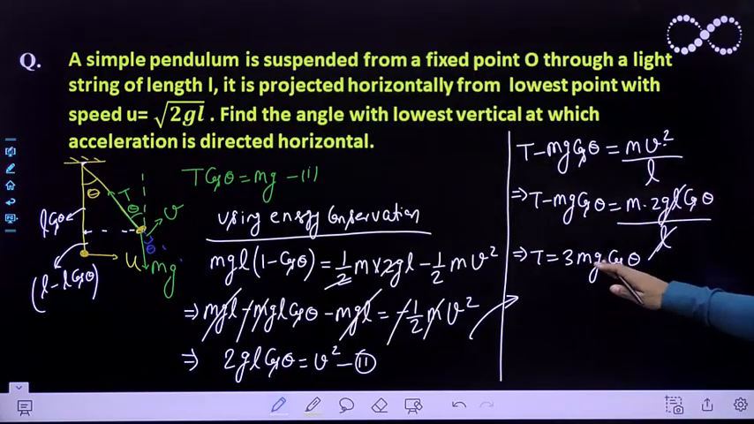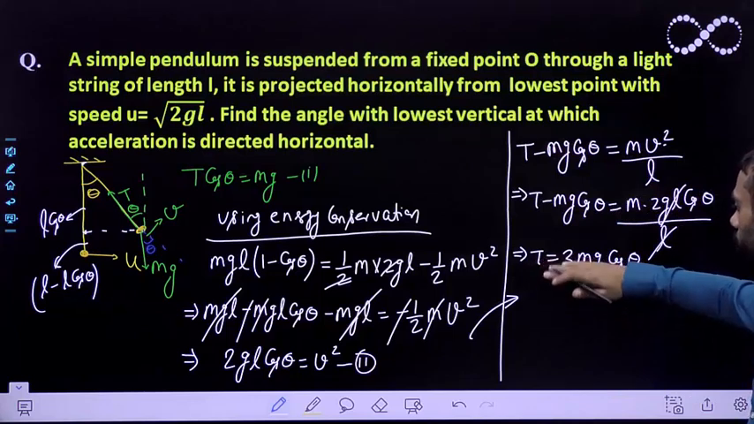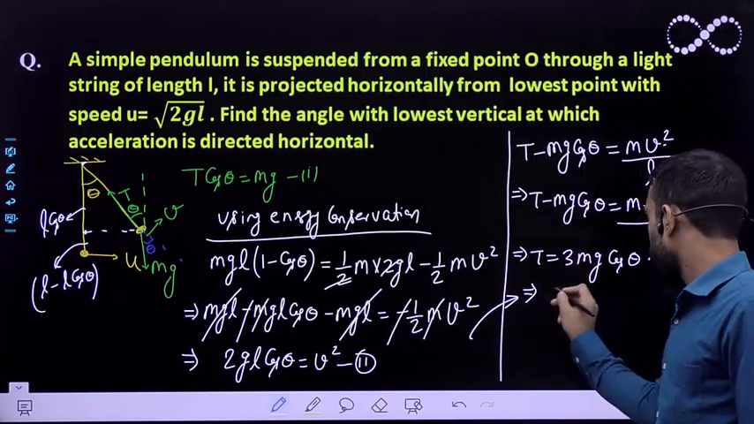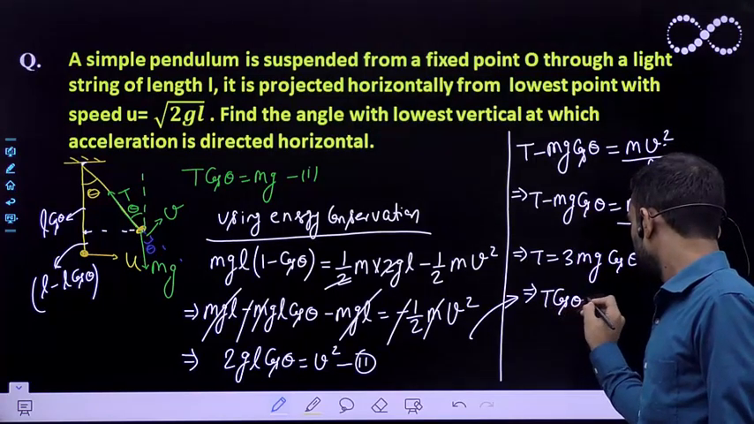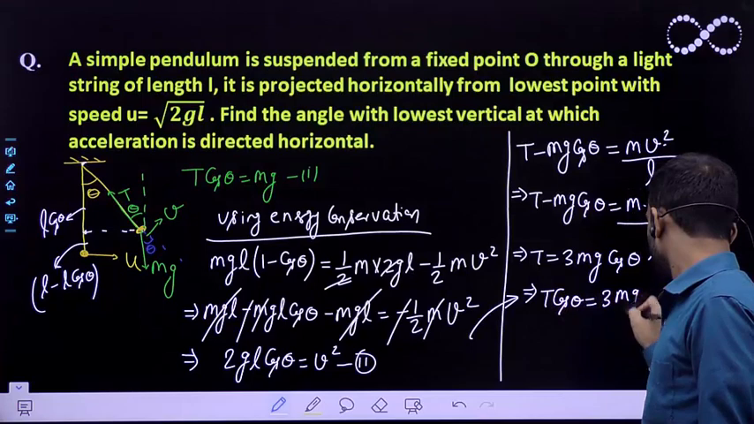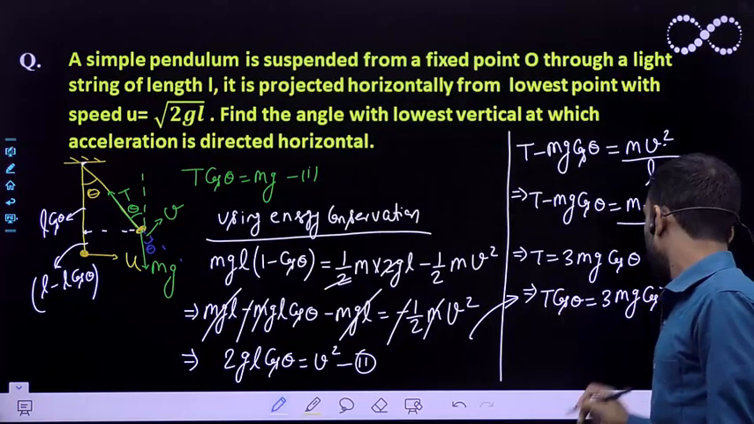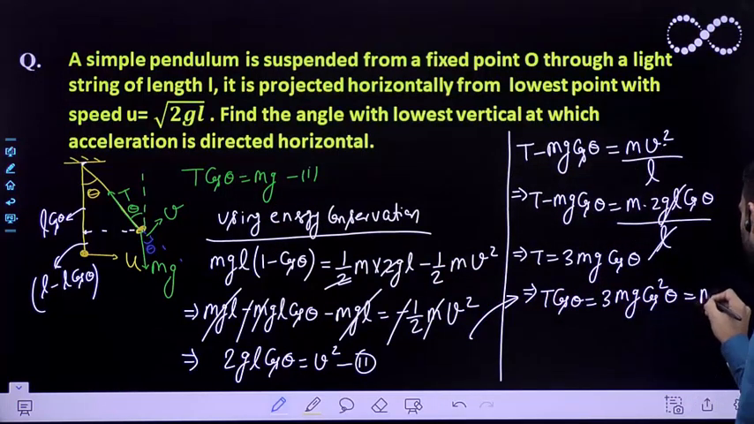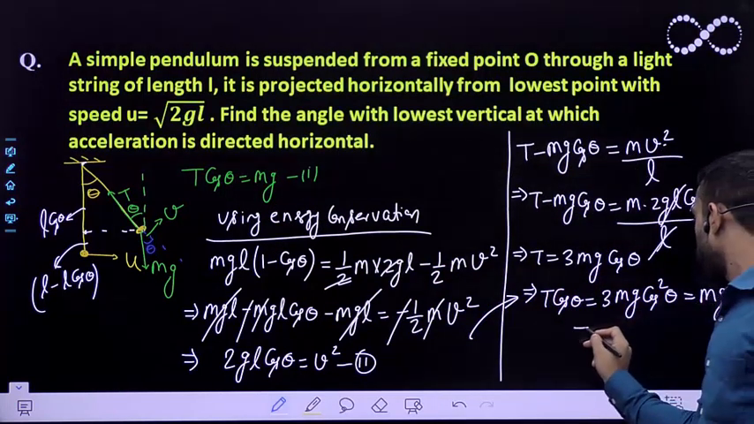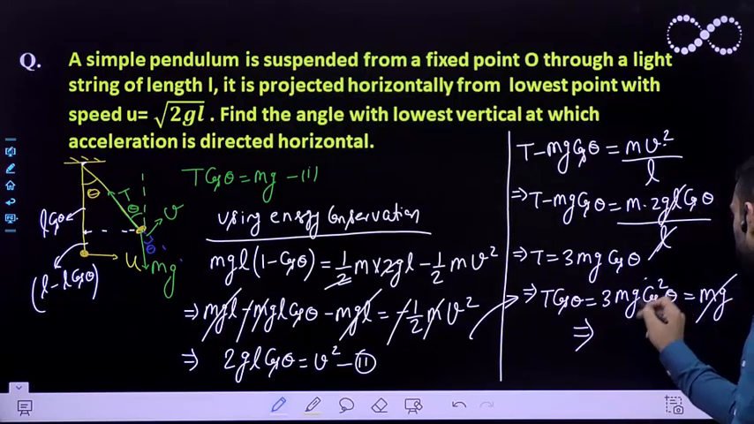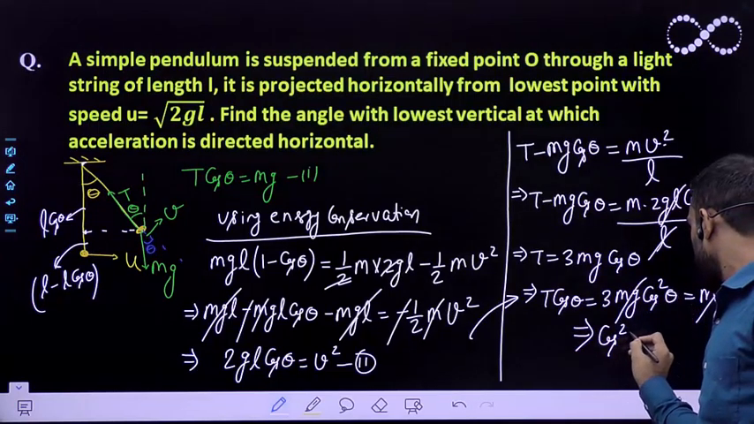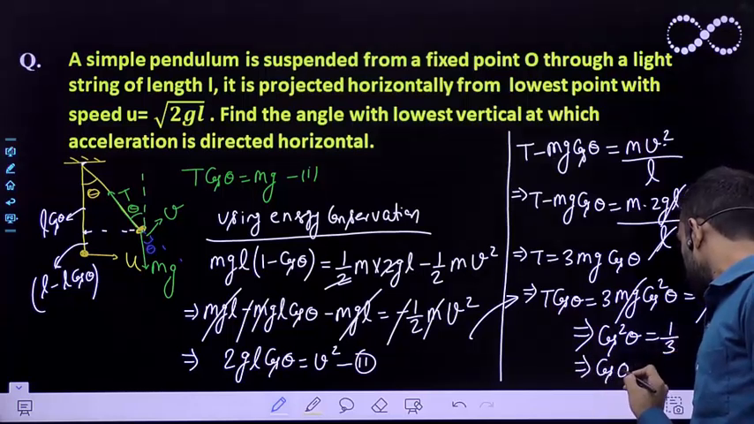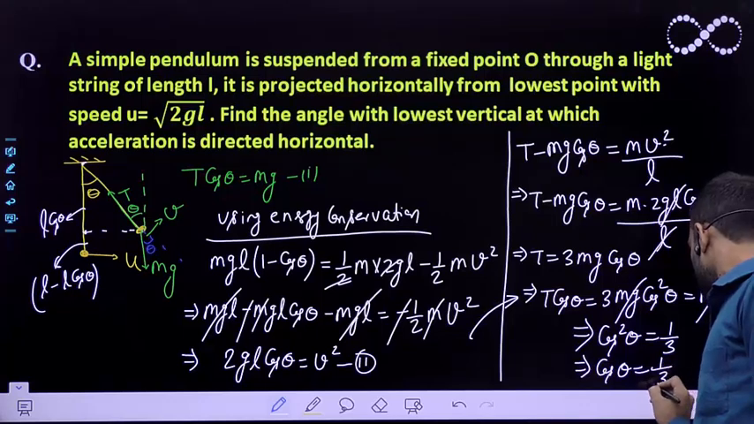Now I can multiply this equation on both the left and right sides with cos theta. If I multiply LHS and RHS with cos theta, this becomes T cos theta equal to 3 mg cos square theta, and from equation 1, T cos theta is equal to mg, so this entire thing is equal to mg. From here mg will cancel out and cos square theta is equal to 1 upon 3, so cos theta is equal to 1 upon root 3.